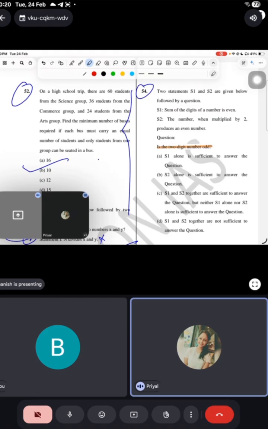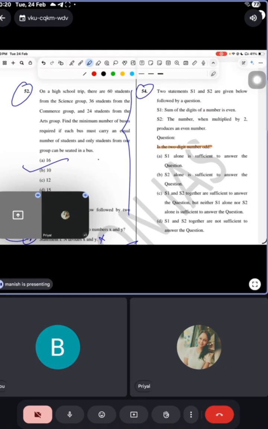Guys, let me tell you one thing more. In a data sufficiency question, always focus on the question first. Don't first focus on the statement, forget it. First focus here: what is the question? Is the two-digit number odd? It means whatever two-digit number I get, let's say 24, is it odd or even? I will prove that.